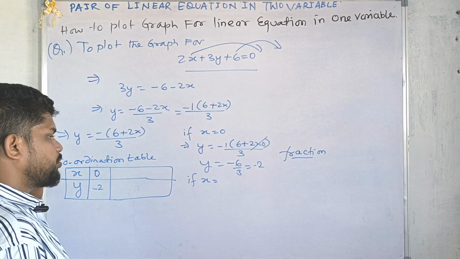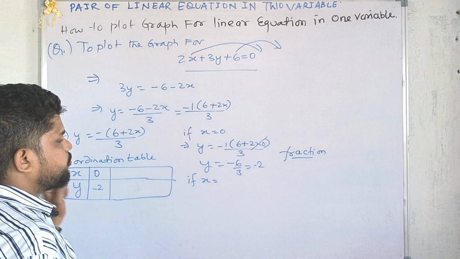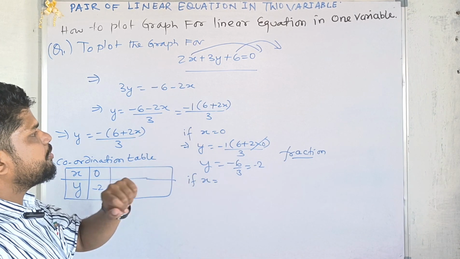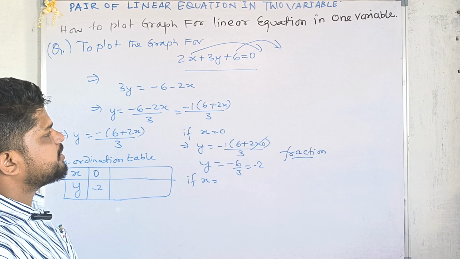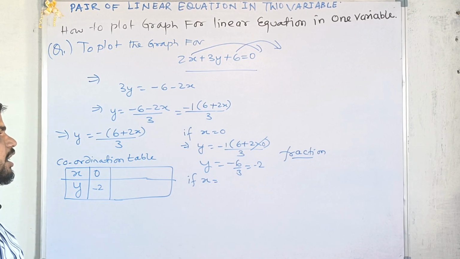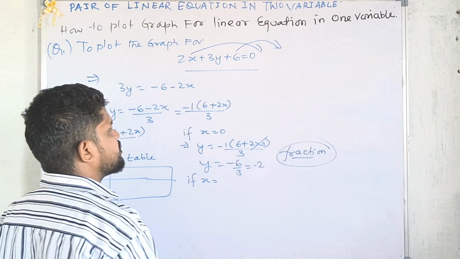Now, let's try to put the value of x is equal to 2. If we put x is equal to 2, we will get 6 plus 2 into 2, that is 4, that is minus 10 by 3. So, that also we will avoid. Again, it is a condition of fraction.